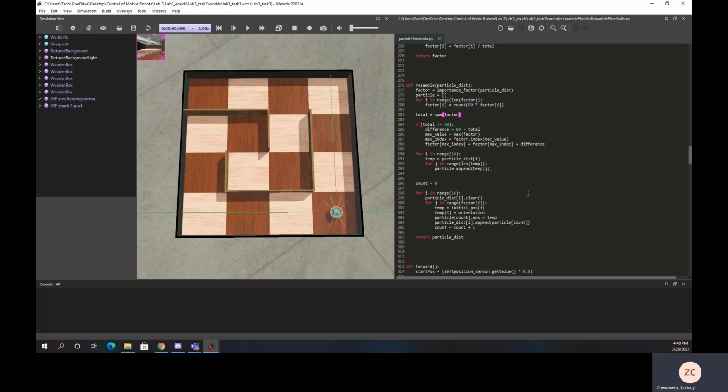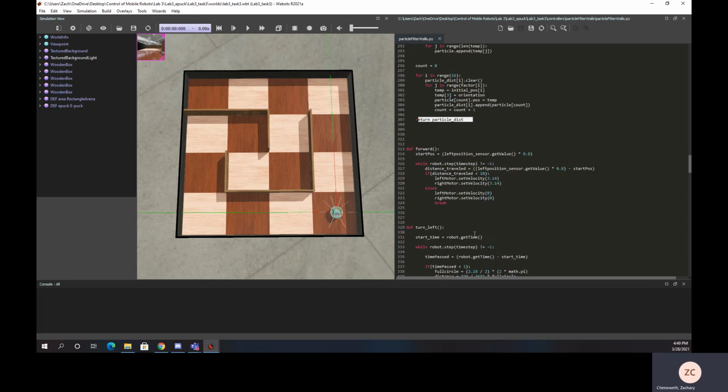Then after that, we're going to go ahead and redistribute all the particles based on the numbers we calculated before. And then we're going to return our particle distribution.